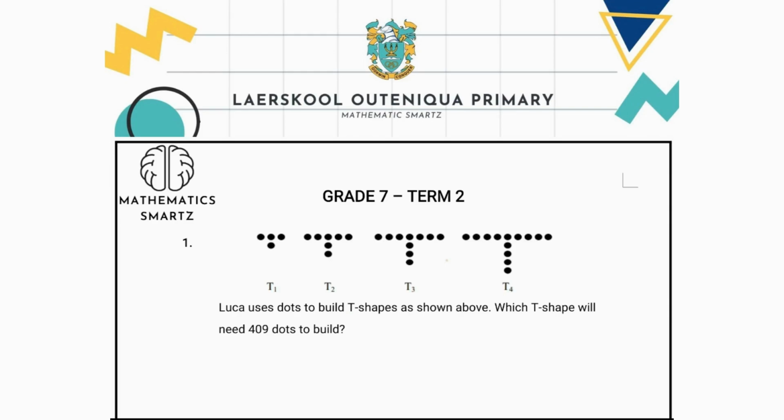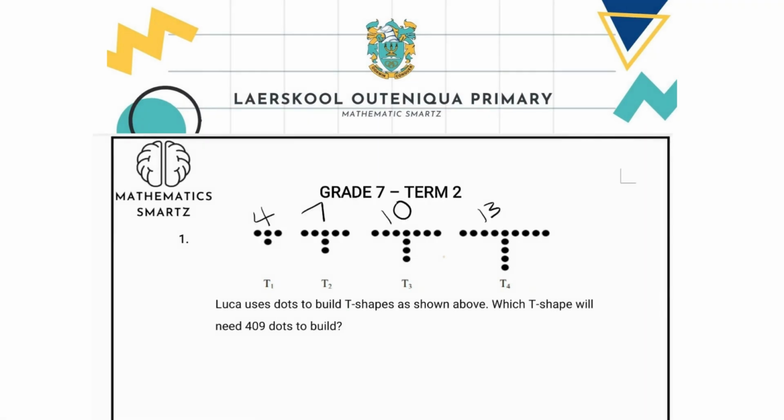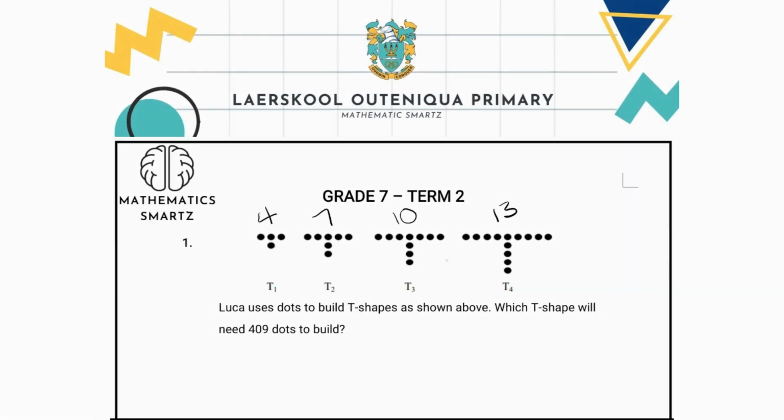So let's look at T1. T1 has 4 dots, T2 has 7 dots, T3 has 10 dots, and T4 has 13 dots. Therefore, how many dots am I adding between each T-shape? I'm adding 3 dots. So what would my rule be for this geometric pattern? Remember, I start my rule with times, and I multiply by the amount that I add between each T-shape, which is 3. But is that the end of my rule?